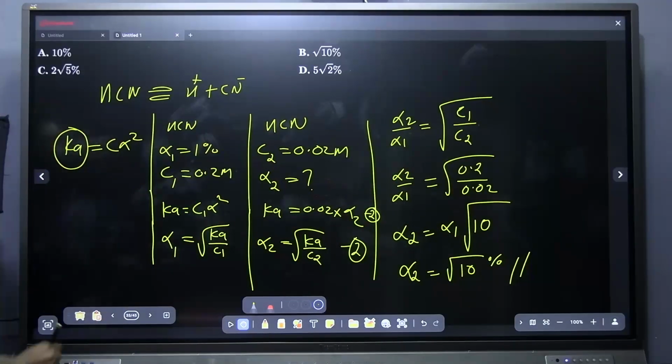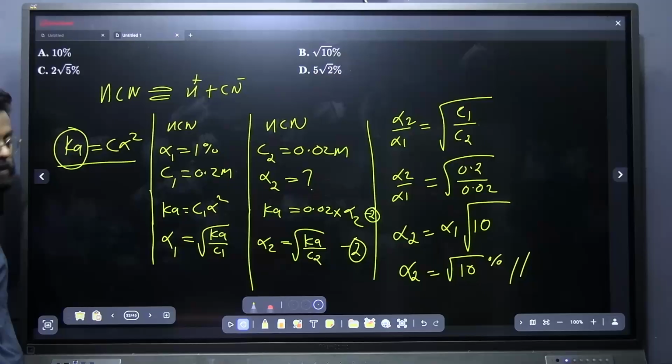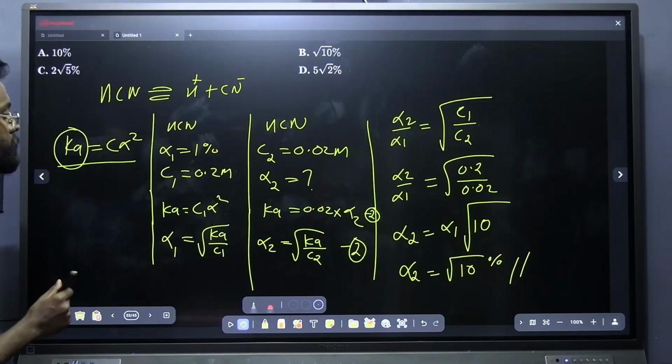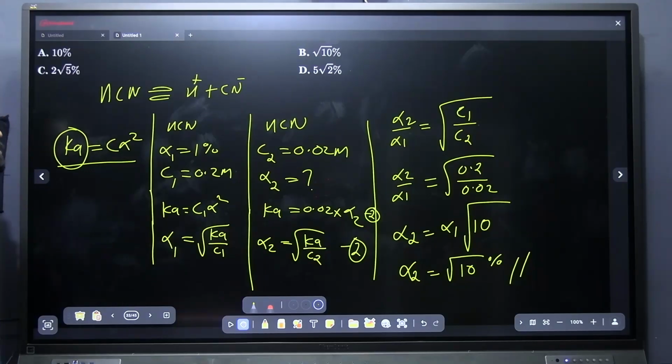For weak electrolyte, we will be using the equation Ka is equal to C alpha square. This we already discussed in the ionic equilibrium chapter. So take the ratio alpha 2 by alpha 1. Okay, moving to the next question.